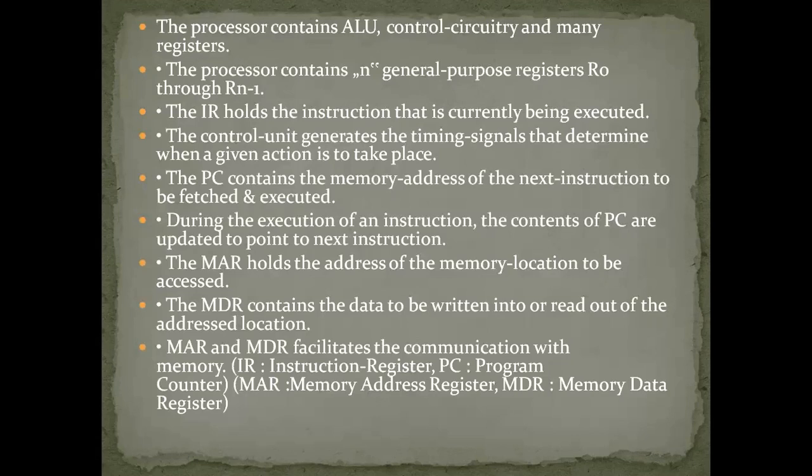So what is IR? It holds the instruction that is currently being executed. The instruction register holds the currently executing instruction. The control unit generates the timing signals that determine when a given action takes place. With the help of timing signals, all other units perform their operations.